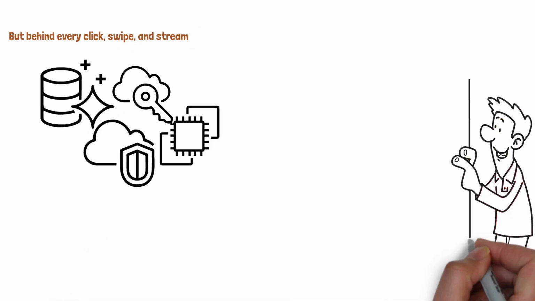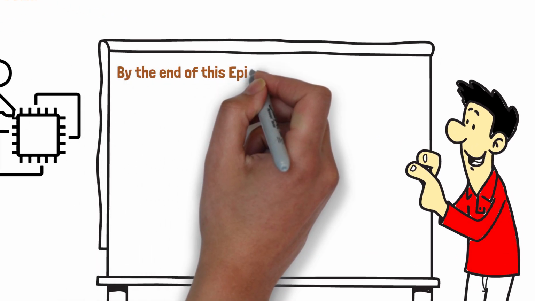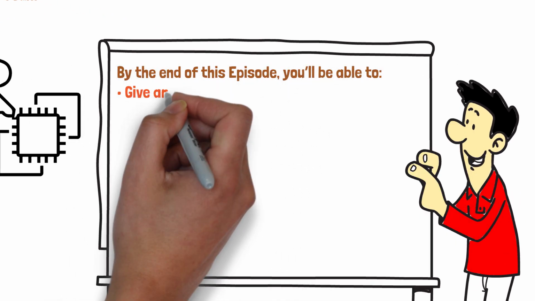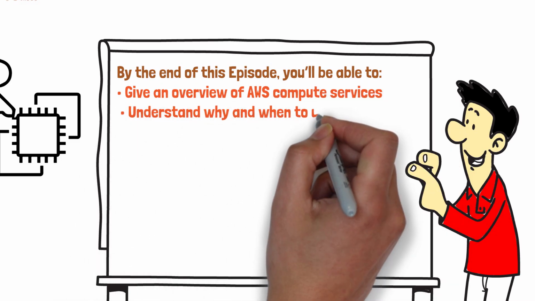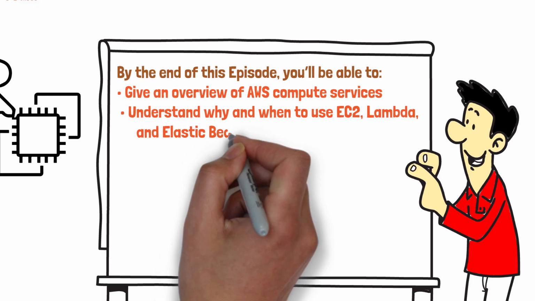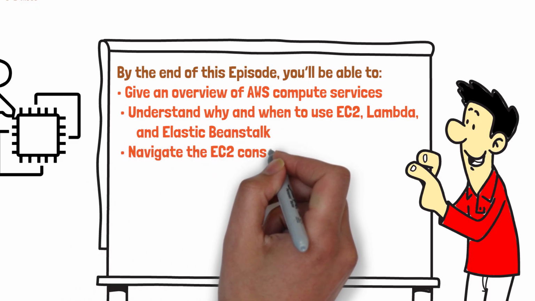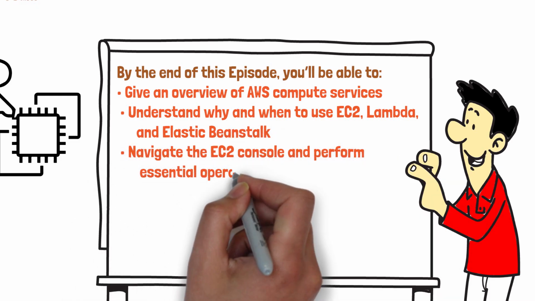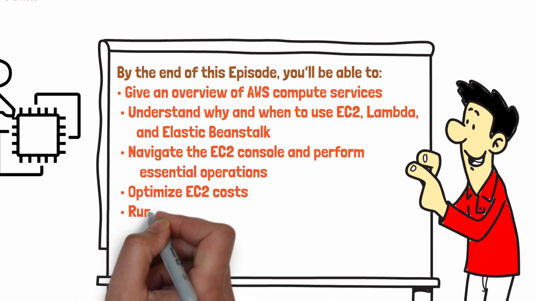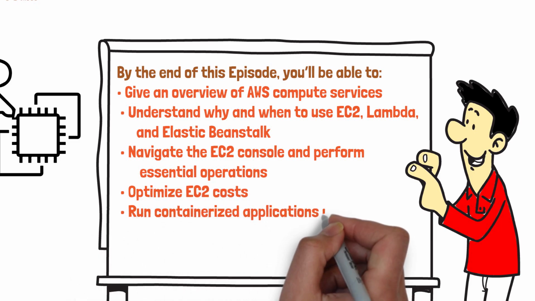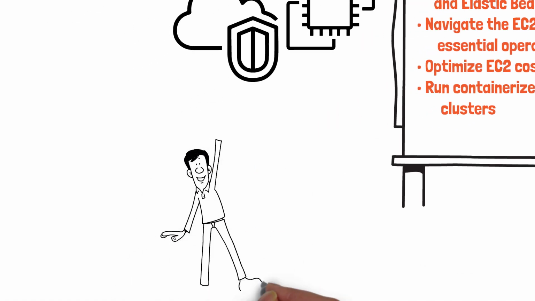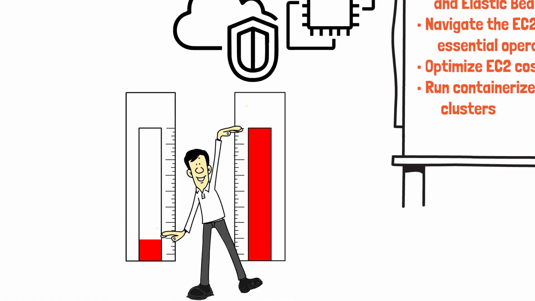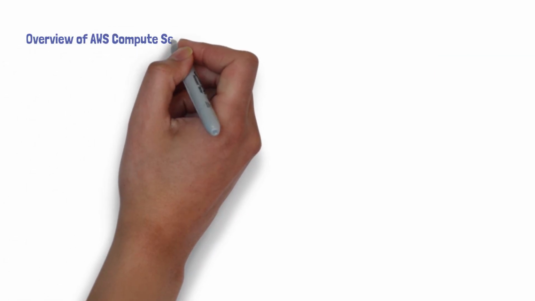By the end of this episode, you'll be able to give an overview of AWS compute services, understand why and when to use EC2, Lambda, and Elastic Beanstalk, navigate the EC2 console and perform essential operations, optimize EC2 costs, run containerized applications in managed clusters. We start small, layer the knowledge, and by the end, you'll see the entire compute ecosystem in AWS.